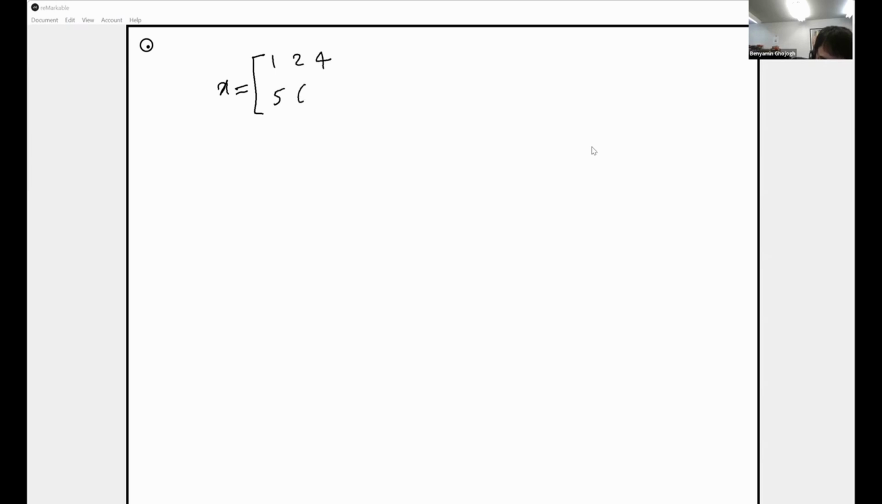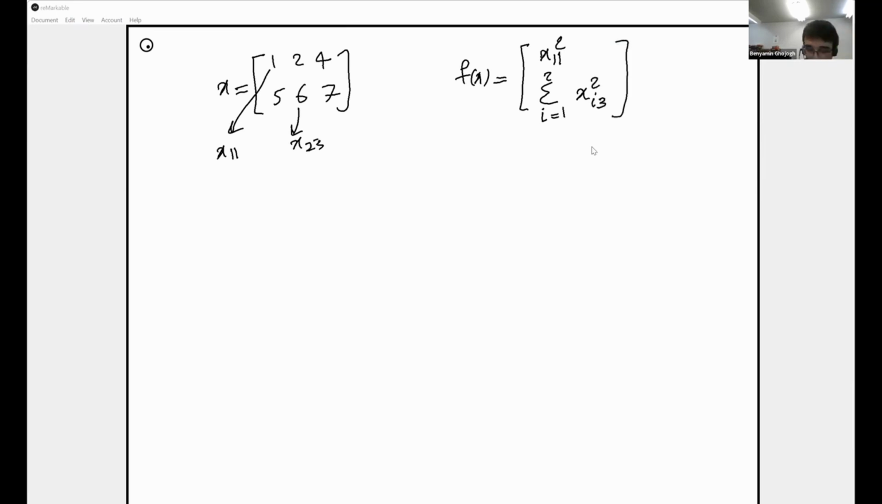2, 4, 5, 6, 7. This is a matrix, and assume this is x1,1, this is x2,3, x_ij I mean. So now assume the function is x1,1 squared, and, I don't know, the summation over i from 1 to 2 of x_i3 squared, something like that. I want to say that this function is a vector. The input is a matrix.